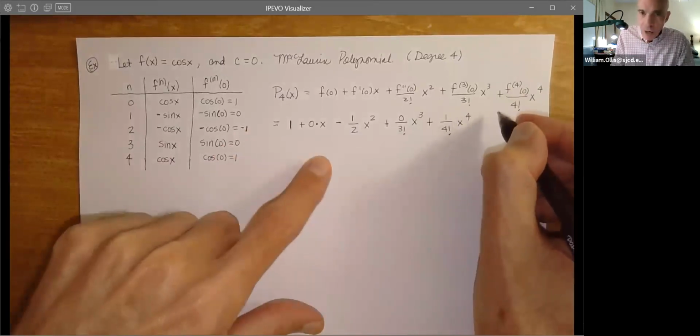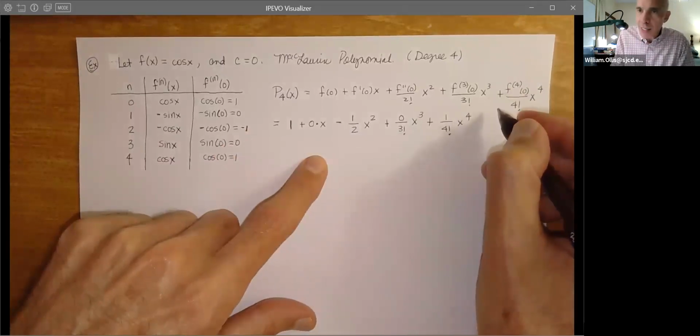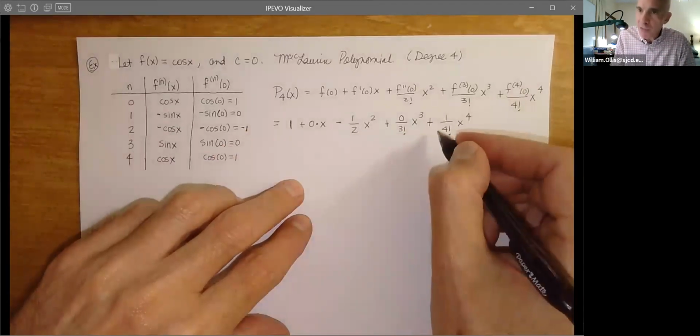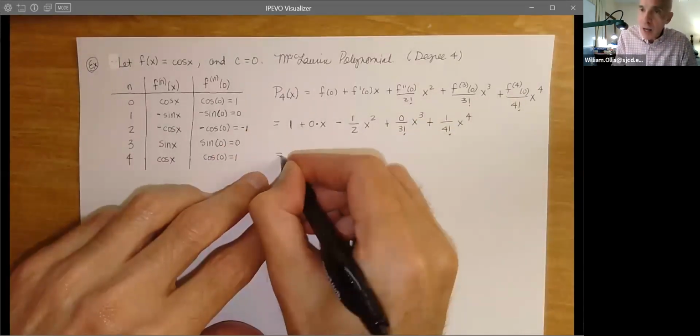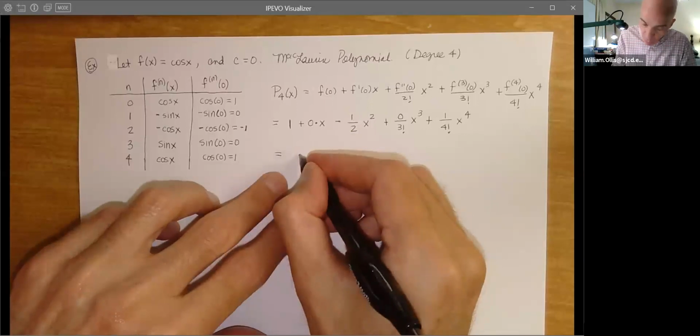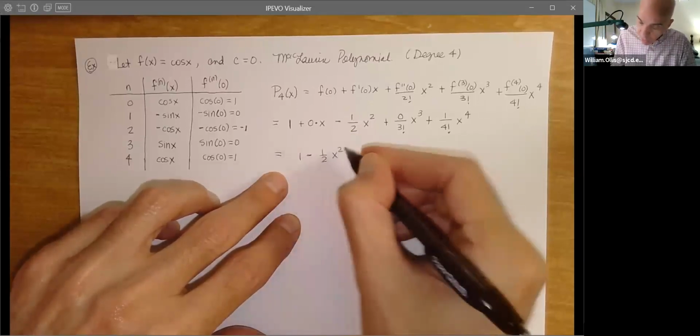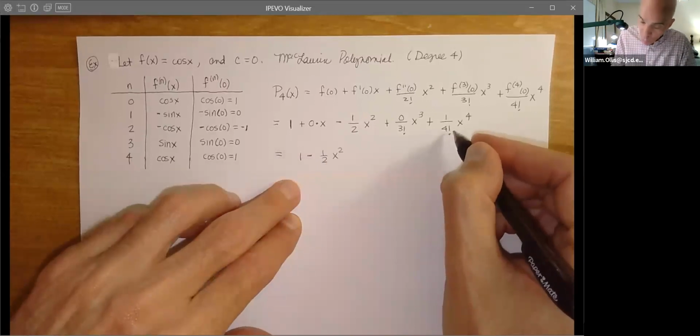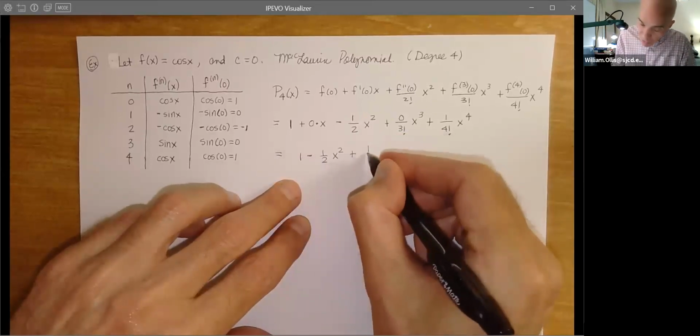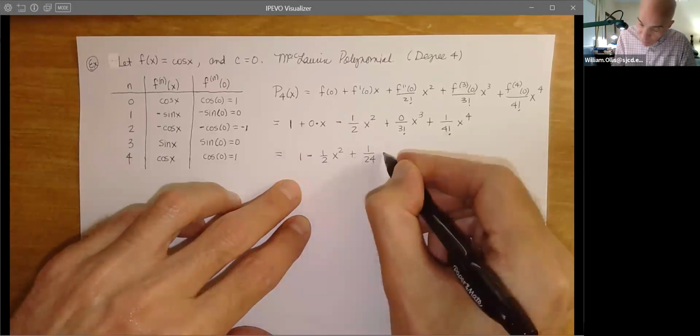So now we're thinking, okay, this makes sense because cosine is an even function, so we're developing even powers, just like odd powers with sine. So we get 1 minus 1/2 x squared. And then, of course, 4 factorial is 24, plus 1 over 24 x to the 4.